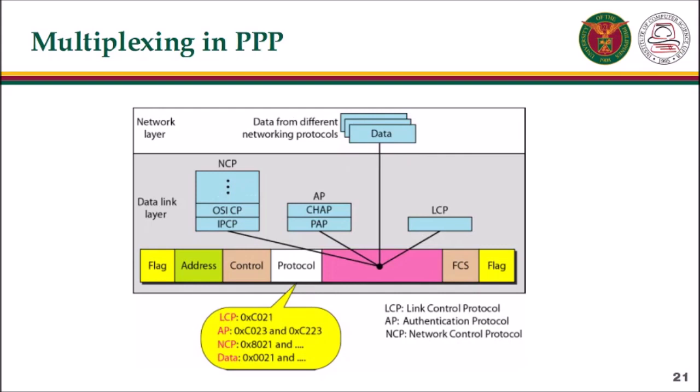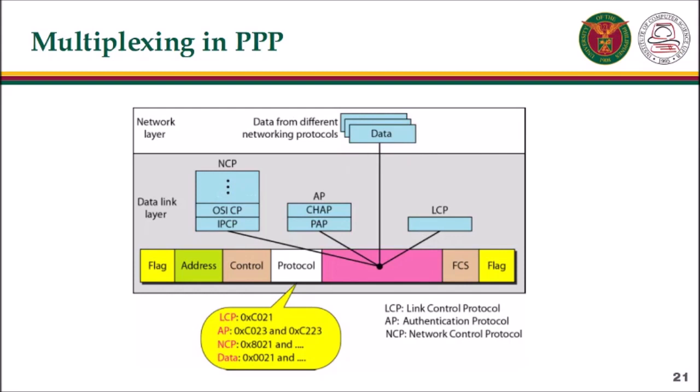Although PPP is a link layer protocol, it uses another set of protocols to establish the link, authenticate the parties involved, and carry the network layer data. Three sets of protocols are defined to make PPP powerful: the Link Control Protocol or LCP, two Authentication Protocols or APs, and several Network Control Protocols or NCPs.